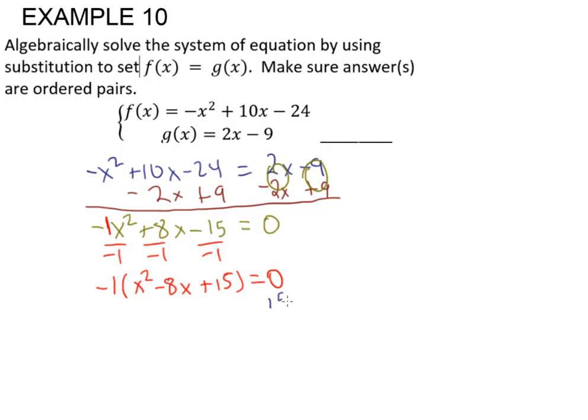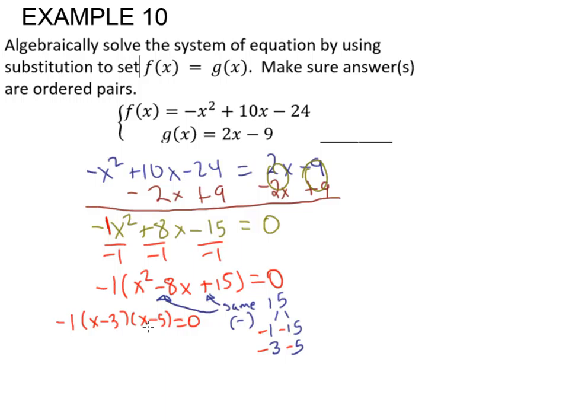Now I look at 15, and I find the factors of 15, which are 1 and 15, and 3 and 5. This tells me they need to be the same, and this tells me what sign. They need to be negative. So that's a negative 1 and a negative 15, negative 3 and a negative 5. Which ones are going to give me negative 8? That's right, negative 3 and negative 5. So we rewrite this as negative 1, and then x minus 3, and then x minus 5 equals 0.